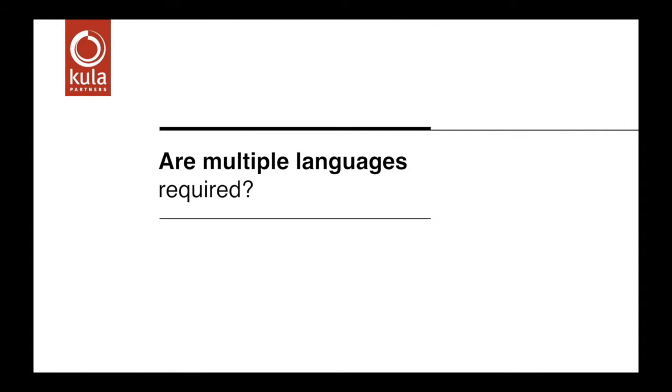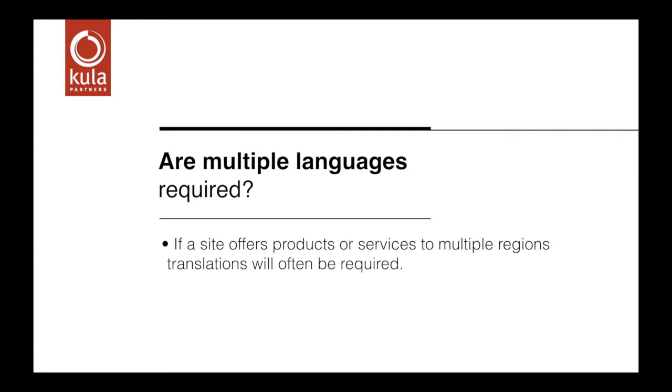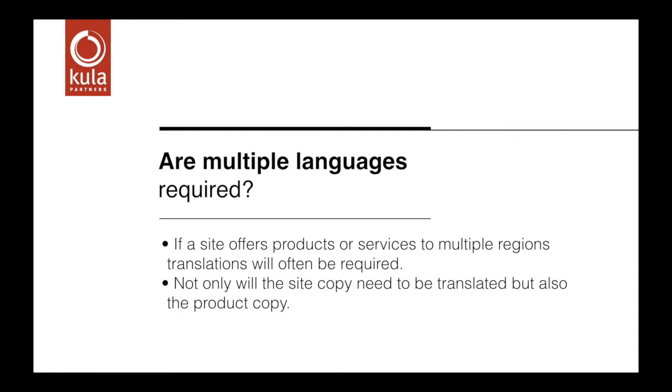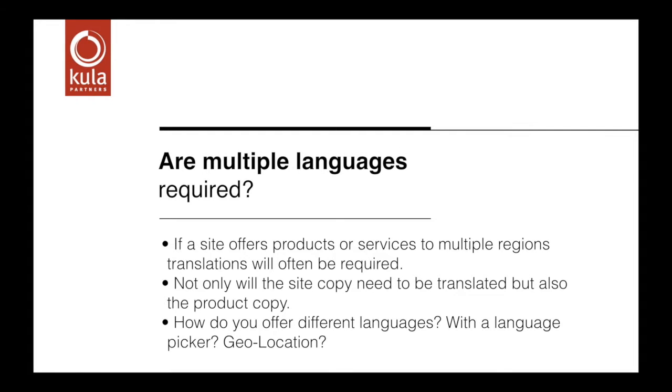Are multiple languages required? We all know about translating website copy, but often you'll need more than just that. You may need to translate the product copy as well as the attributes and categories. And how do you offer the different languages? Does the user select a language, or are you going to use geolocation to try to determine what language should be displayed?